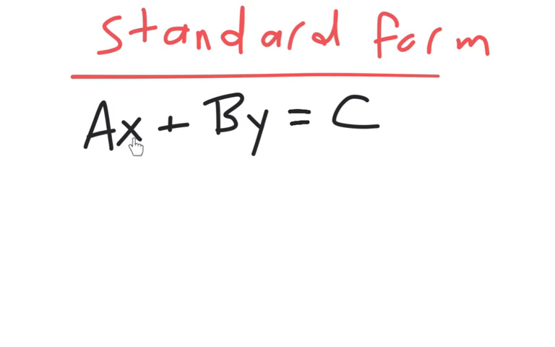But the big thing about standard form, it's the only form where x and y are on the same side. If you think about slope-intercept form, y equals mx plus b. And point slope form was y minus y1 equals m times x minus x1. So here x and y are on the same side. That's how I kind of know I'm in standard form.